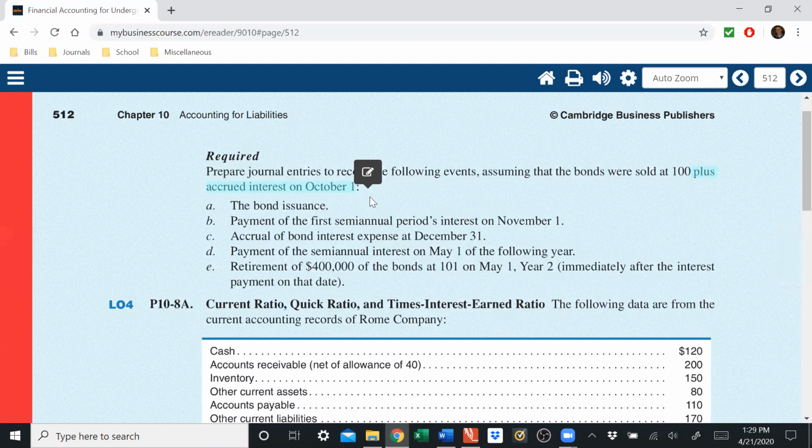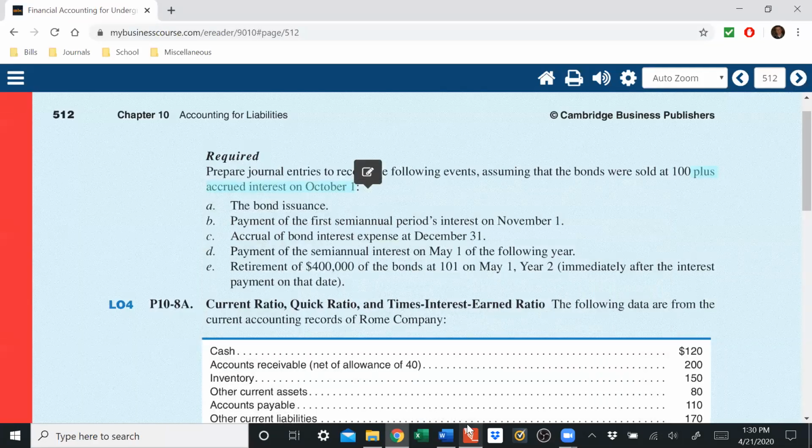Between May 1st and October 1st, time has passed by. And so usually when you issue a bond at a date later than the date on the bond, you usually, but not always, demand to be paid the face value plus any accrued interest. But not always. The problem has to state, and here it states it. It says sold at 100 plus accrued interest.